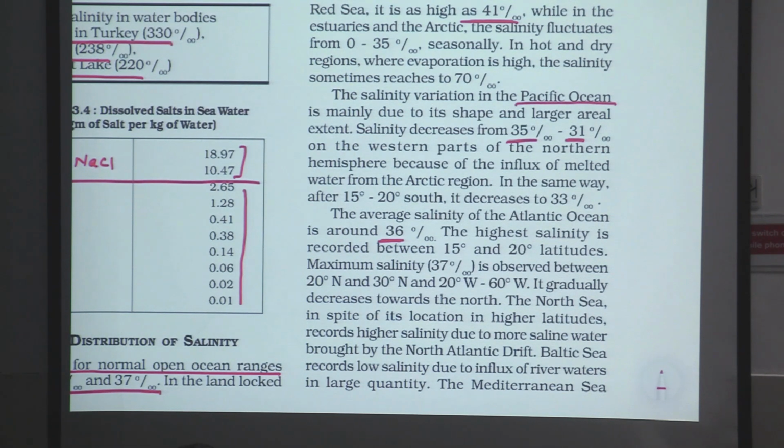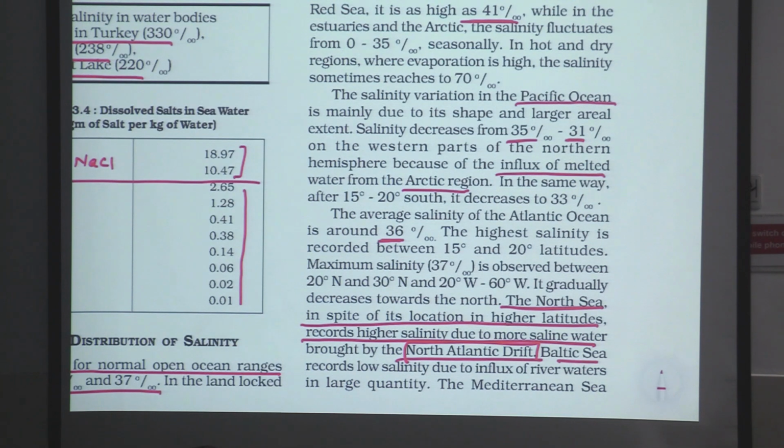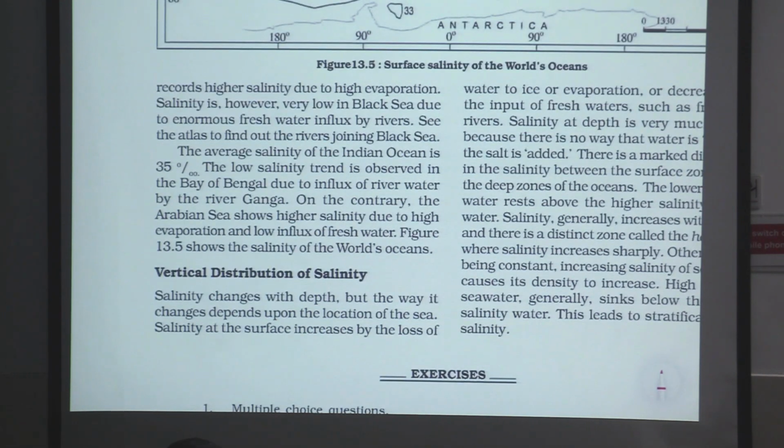And then the comparison is being given, like in the Arctic region, you have got influx of melted water. In the North Sea, in spite of higher latitude, there is higher salinity because of the North Atlantic drift. The Baltic Sea, which is at the same latitude, has lower salinity because of river water. Another comparison is being given with the Mediterranean Sea. Now you need to understand that the Mediterranean Sea has higher salinity due to higher evaporation.